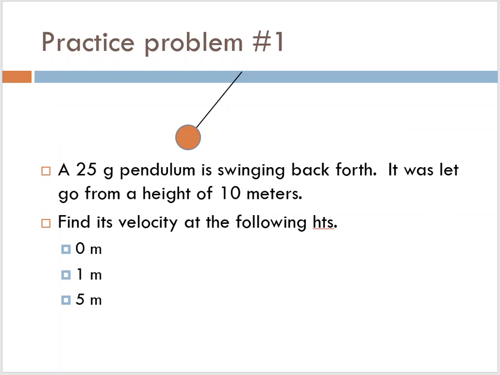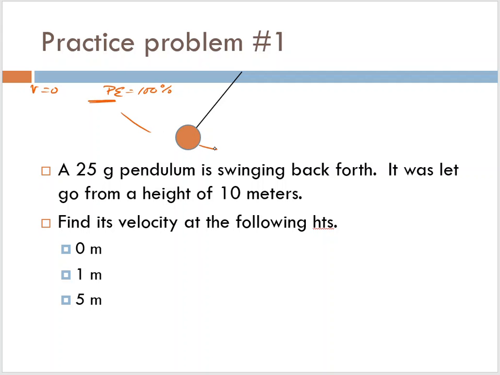Okay, a 25-gram pendulum is swinging back and forth. It was let go from a height of 10 meters. So when it's up here at the top, it's going to come to a stop, so velocity would be 0. So it would be all potential energy, 100% potential energy.